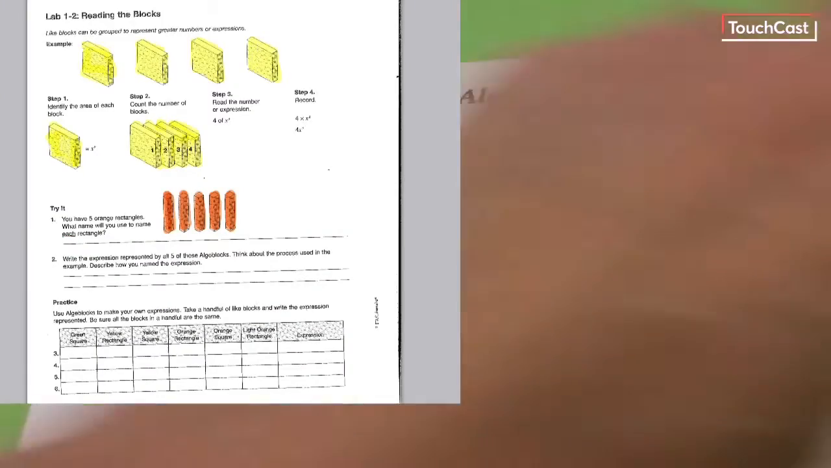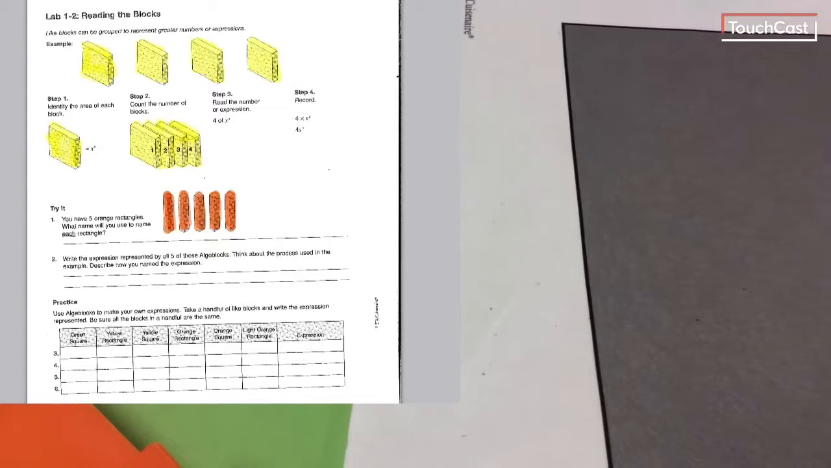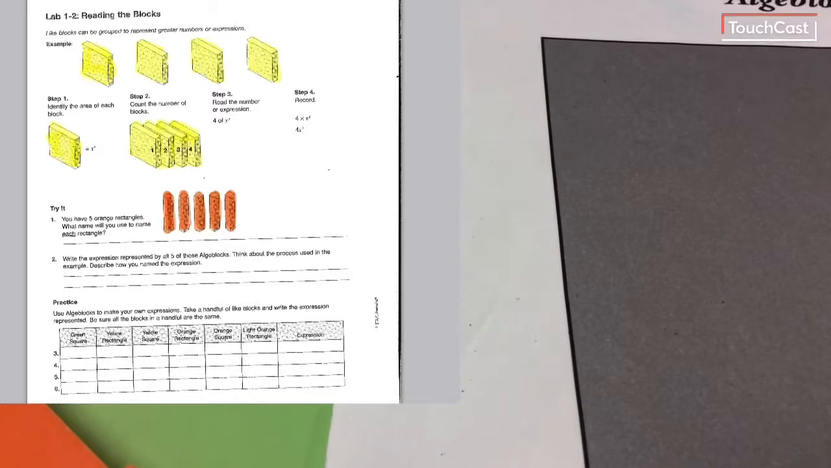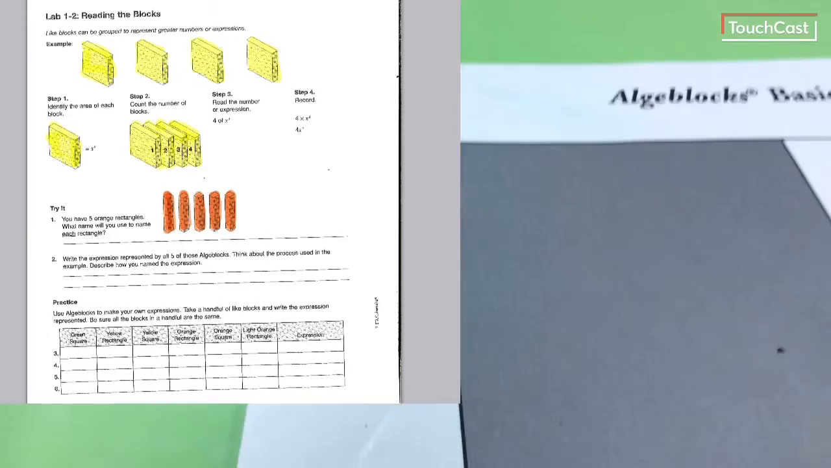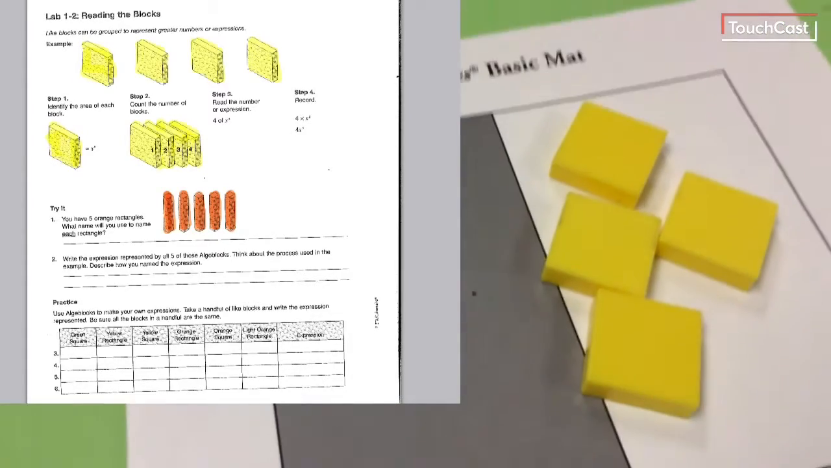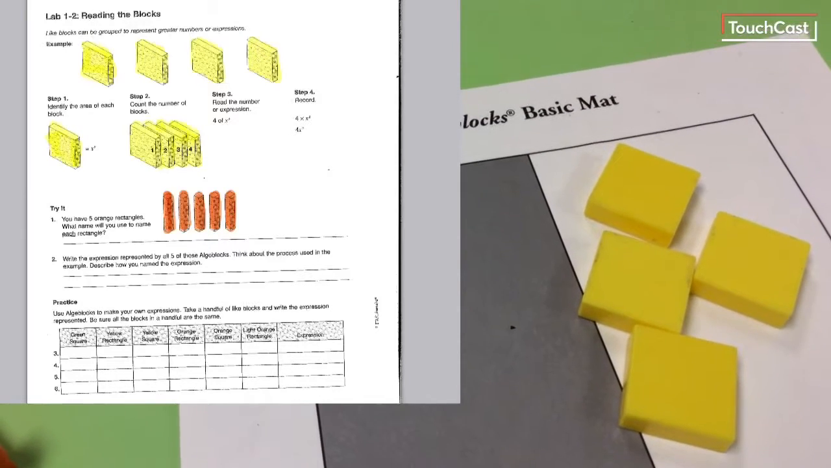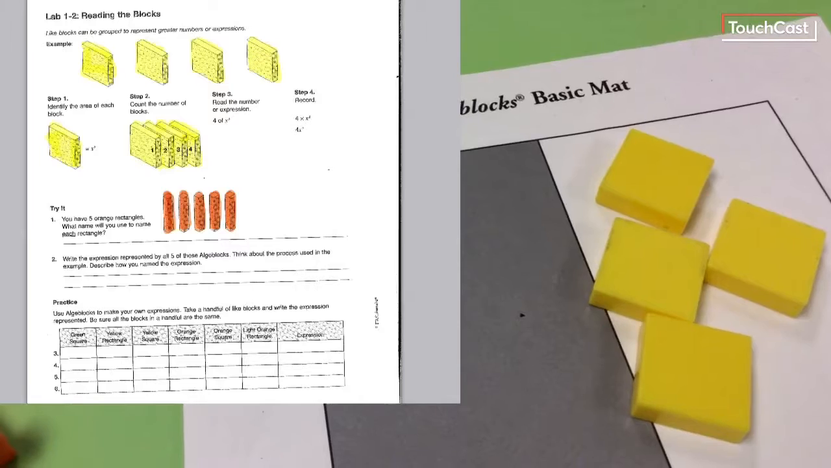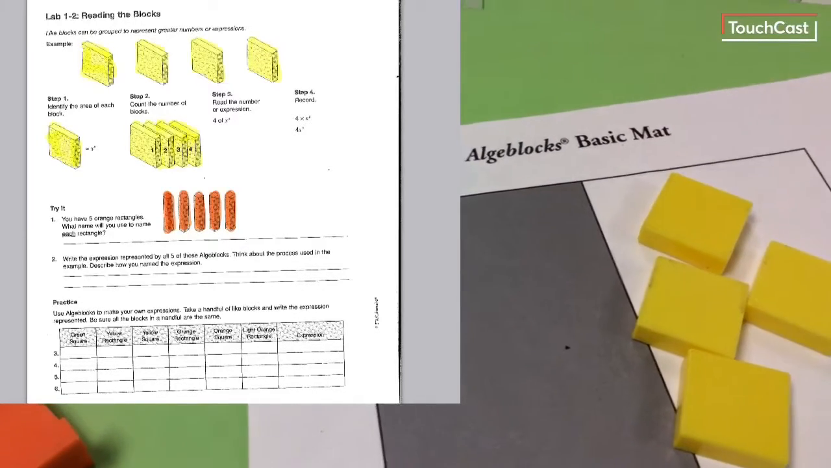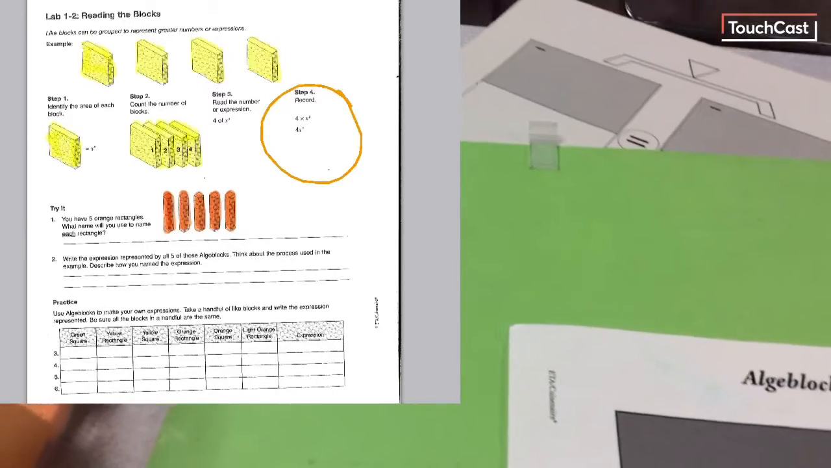Okay, now let's start page 2, reading the blocks. If you look at this, it says, like blocks can be grouped to represent greater numbers or expressions. So for example, they have four yellow squares grouped together, okay? And each of the areas is x squared, right? And we have 4 of them. So we would call that 4x squared. Okay, let's go to the next one.